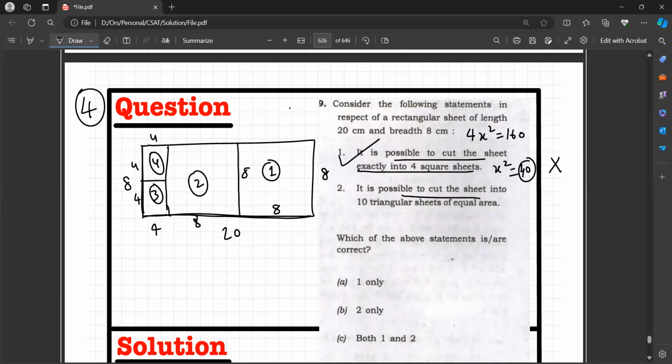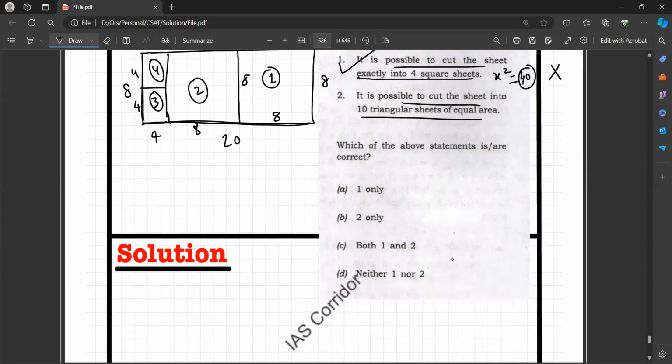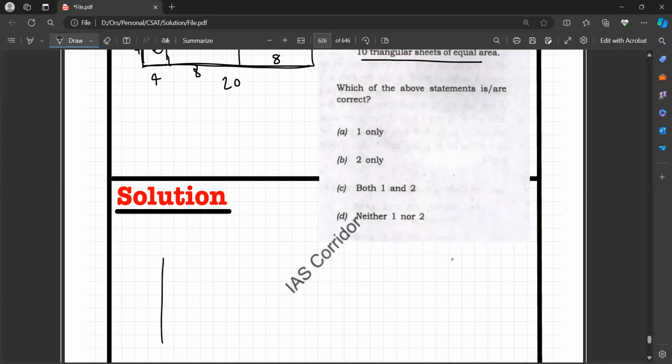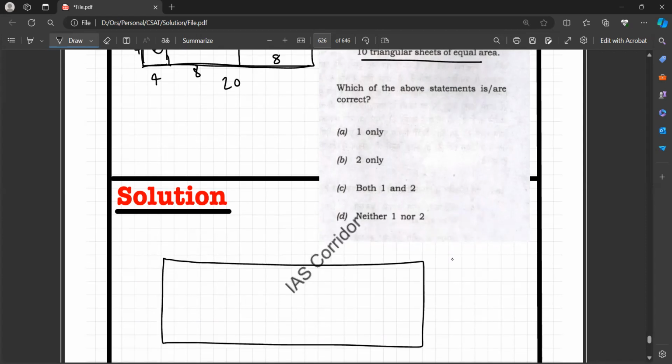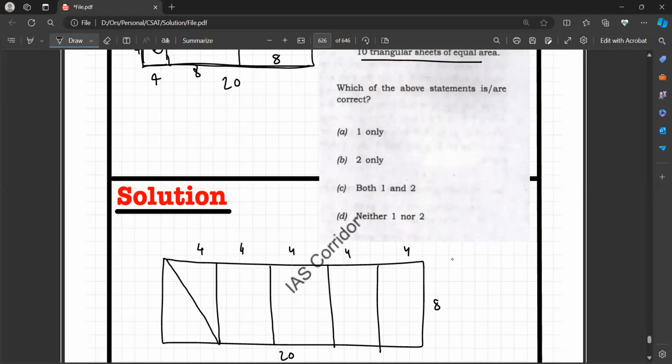Is it possible to cut the sheet into 10 triangular sheets of equal area? अभी equal area की बात हो गया. तो अब देखो, अगर ये आपका 20 और ये 8 है, अगर आप इसको 10 में डिवाइड कर दोगे, 10 ट्रायंगुलर शीट्स बनाना है. चलो मैं ऐसे करता हूं कि this is all about imagination. मैं 5 डिविजन्स करता हूं. In these 5 divisions, this is 4, this is 4, this is 4, this is 4, this is 4. Now what I will do, I will cut it like this.